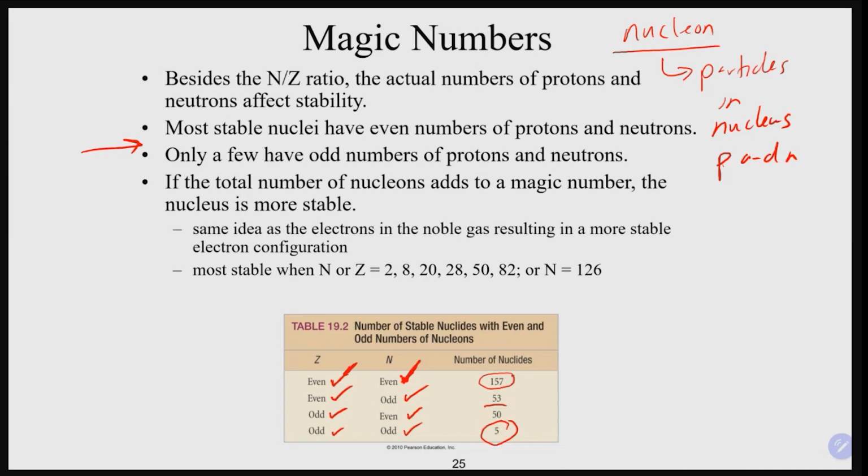So I say most people will look at kind of the N to Z ratio, this sort of situation here, and a little bit later on we'll talk about binding energy, which is kind of a third thing that people kind of look at in terms of stability.